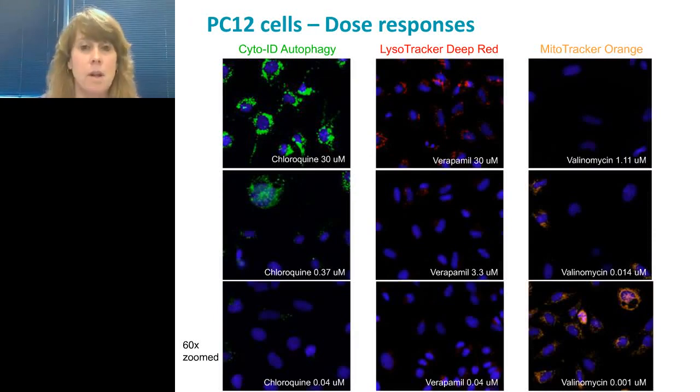Here is an example of the images we used and the kind of reaction we would see with our different compound treatments. On the left, you can see the CytoID from Enzo marking the autophagosomes. With higher doses of chloroquine, you get a lot of autophagosomes building up in the cells. And these are 60x images. The next one shows an example of what the lysosomes would look like with LysoTracker Deep Red from Life Technologies. And then MitoTracker Orange on the right-hand side with valinomycin, which will inhibit the staining of mitochondria at higher doses.